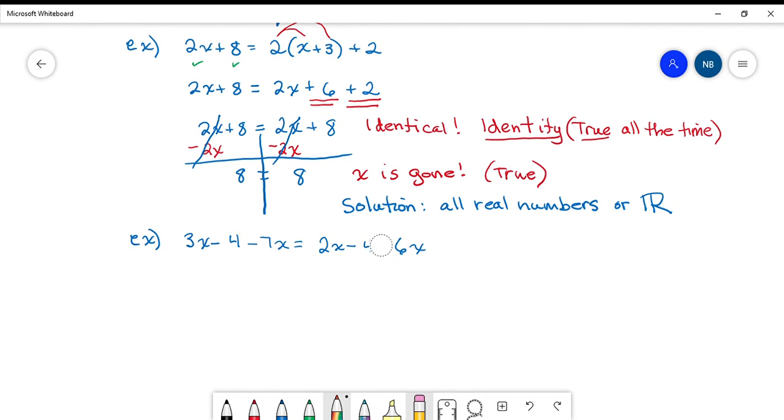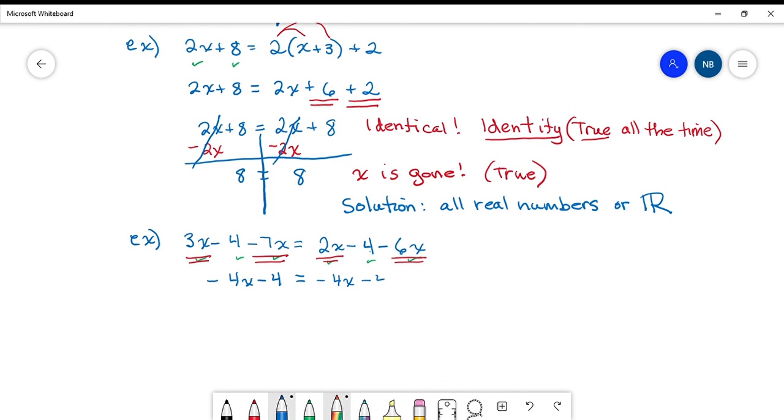Now again, I have some simplification that needs to be done, and I recognize that because I have more than 2 terms. There's 3 there, there's 3 there, so that should make you very suspicious that you have like terms. And we do. 3x minus 7x is negative 4x. Recopy the minus 4. Then we have 2x minus 6x, which is negative 4x.